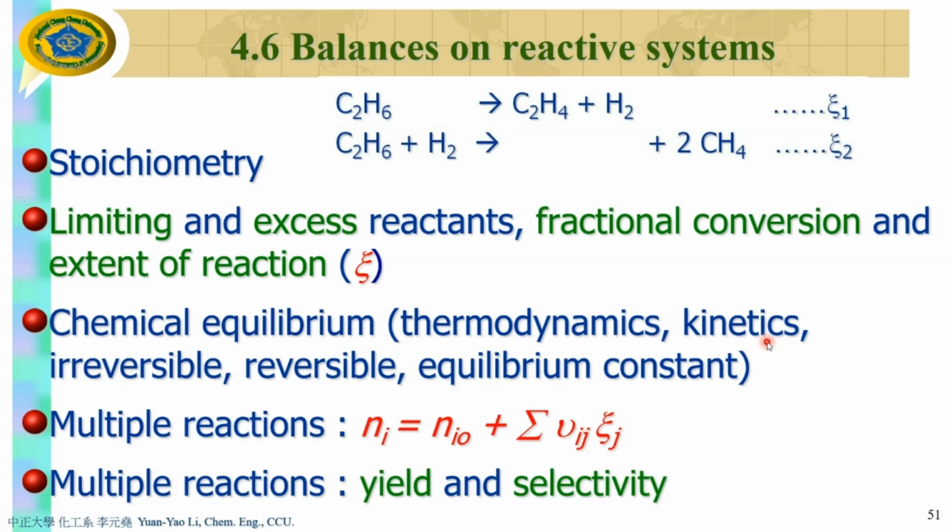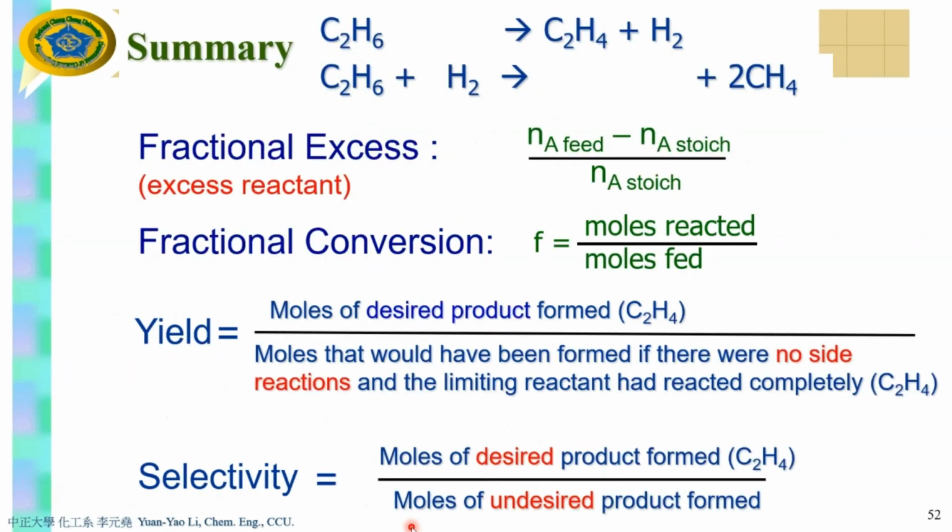Right, so we are talking about chemical equilibrium: thermodynamics and chemical kinetics. For multiple reactions, I want to remind you that the moles in the final stage equal the moles in the initial stage plus the summation of nu times xi. And for multiple reactions, you need to know two terms, yield and selectivity. So here are the four formulas or equations I want you to remember.